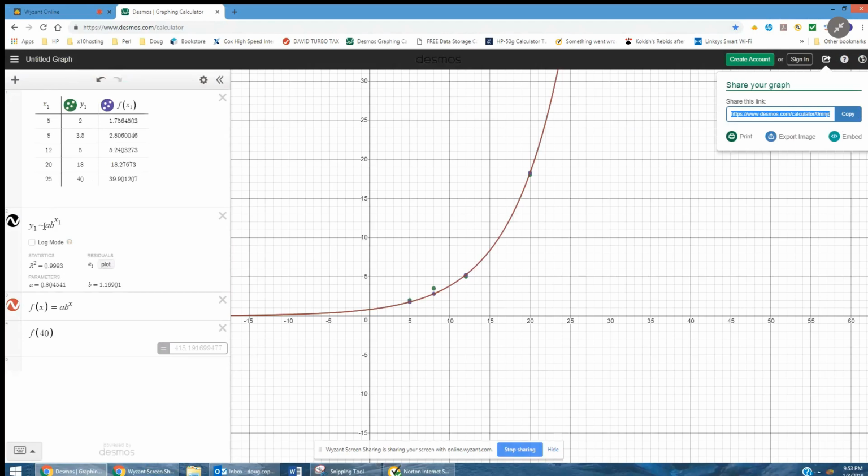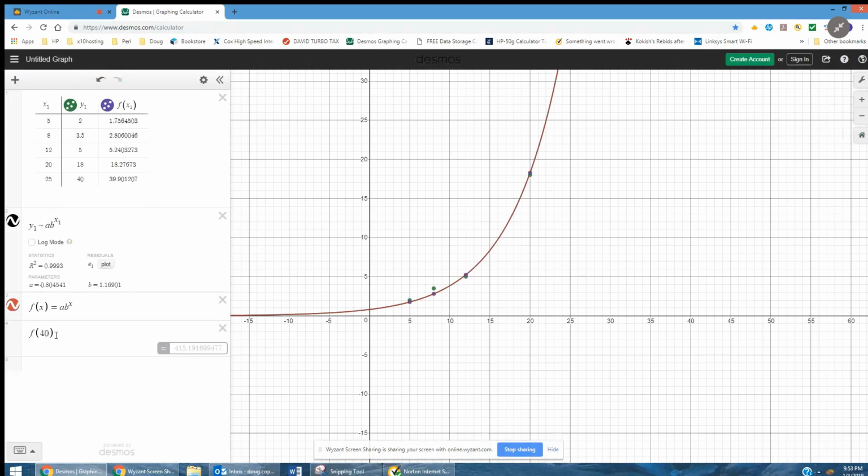So y sub 1 is similar to a b to the x sub 1, and that gives you a graph over here. If I hide this functions graph, there is the model, and it gives you the values of a and b. And there's the graph of f of x equals a b to the x.